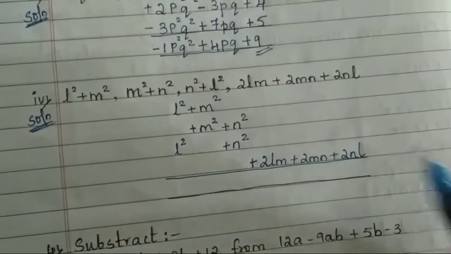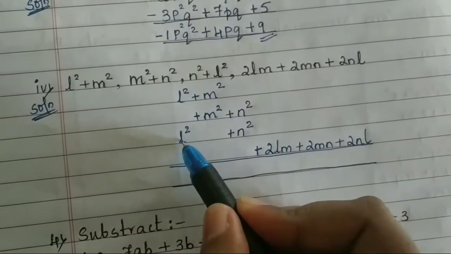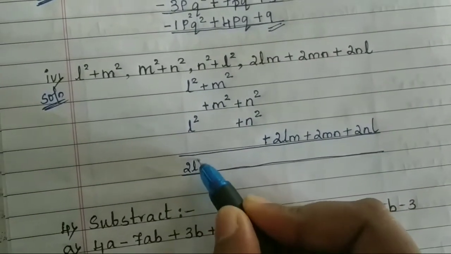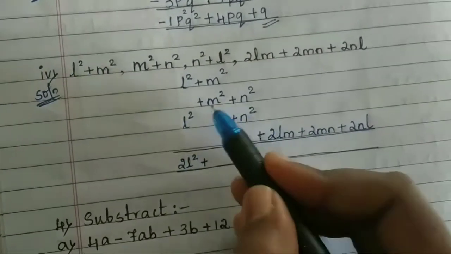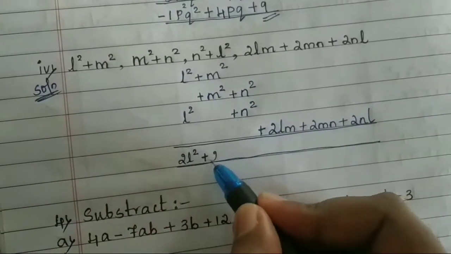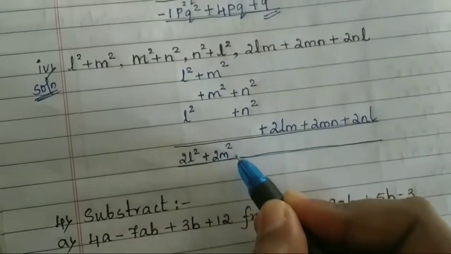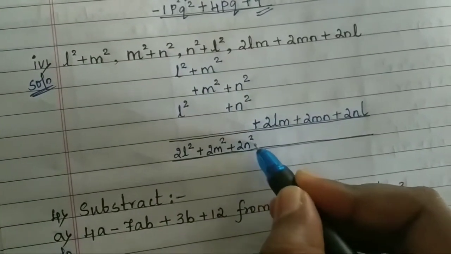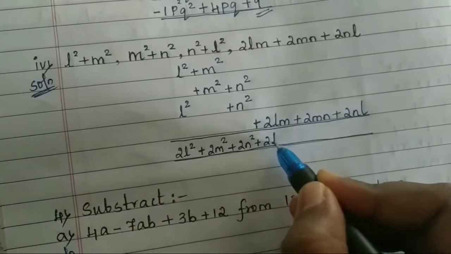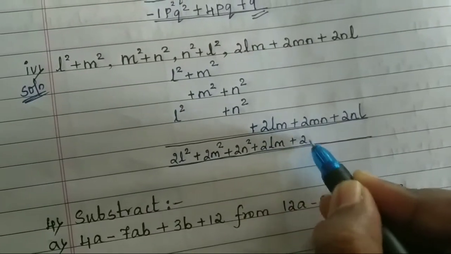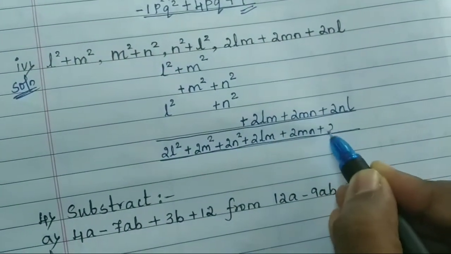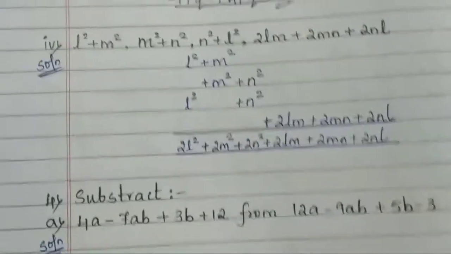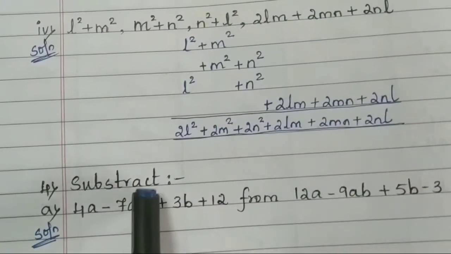What will be the answer here? L square plus L square, that is nothing but 2L square. Again plus M square plus M square, it is 2M square, plus N square plus N square, it is 2N square, plus this one as it is, 2LM plus 2MN plus 2NL. Okay, next coming to the subtraction.